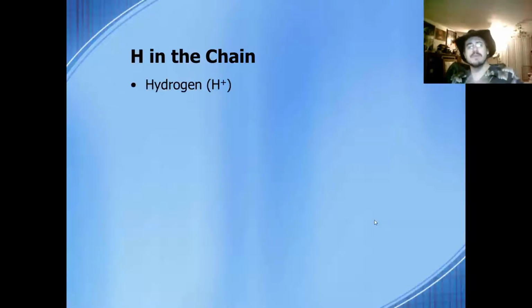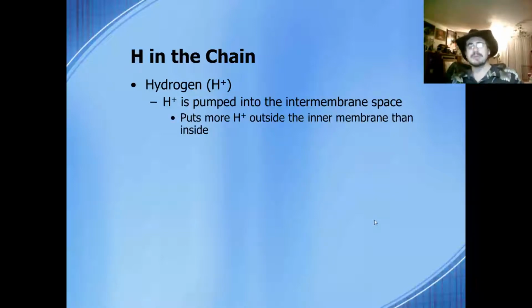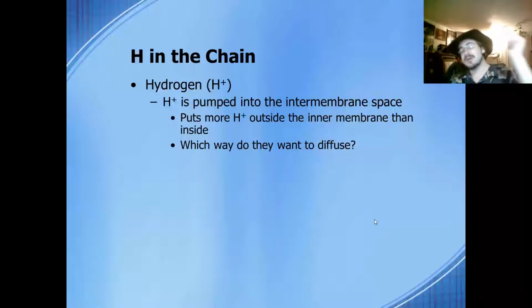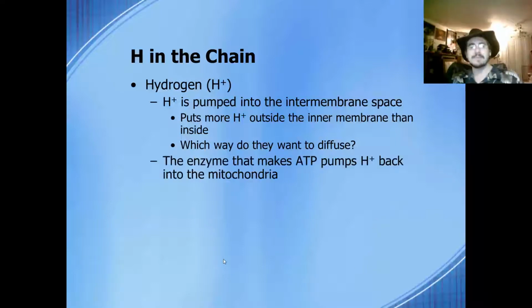So, hydrogen in the form of hydrogen ions is pumped into the intermembrane space. That puts more hydrogen outside the inner membrane than inside, and so they're going to want to diffuse from areas of high concentration to areas of low concentration, from the intermembrane space into the matrix. The enzyme that makes ATP pumps the hydrogen back into the mitochondria according to the rules of diffusion, which makes it passive transport, which means it doesn't require energy, which is good because this is what's making the energy in the first place. It'd be kind of lame if we had to spend energy to make energy.